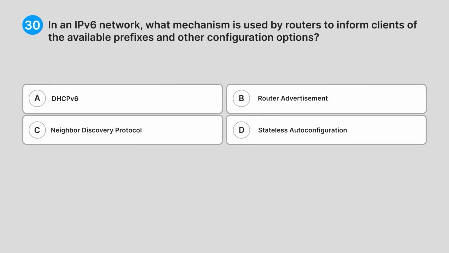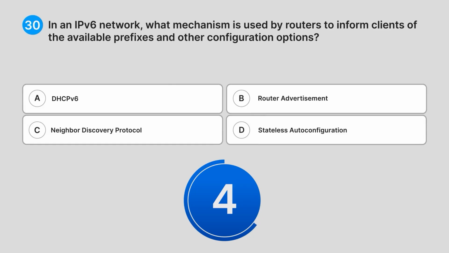30. In an IPv6 network, what mechanism is used by routers to inform clients of the available prefixes and other configuration options? A. DHCPv6, B. Router advertisement, C. Neighbor discovery protocol, D. Stateless auto configuration. Do you know the answer?